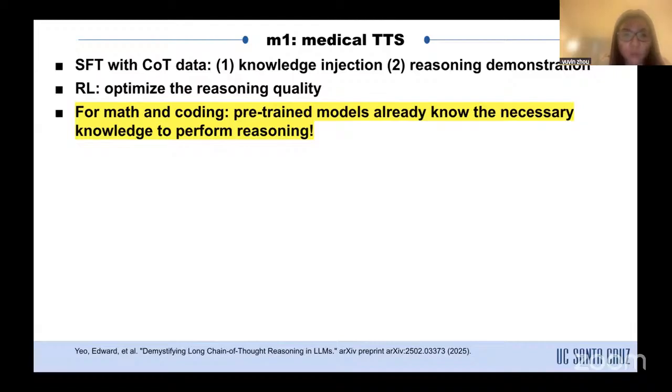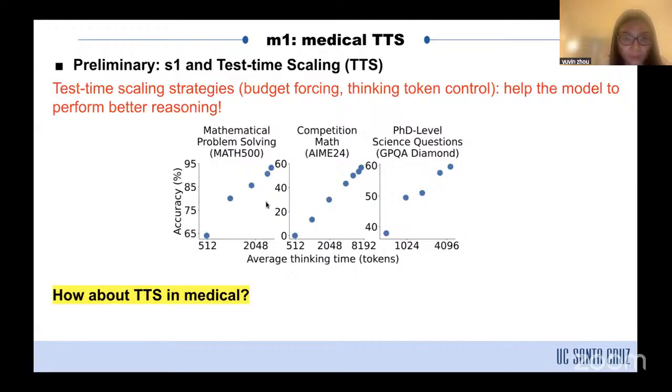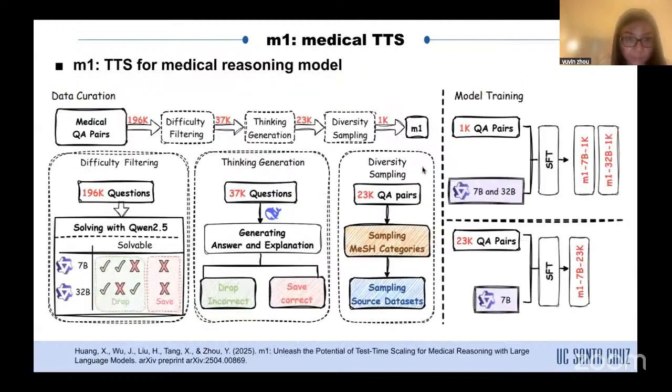So we want to know whether the same thing can happen in the medical domain. Specifically, this was in our paper, medical test time scaling. As we can see, these were the results, for example, for different test time scaling strategies like budget forcing and thinking token control. As we can see, they are all improving the results by a very large margin. So what about the medical domain?